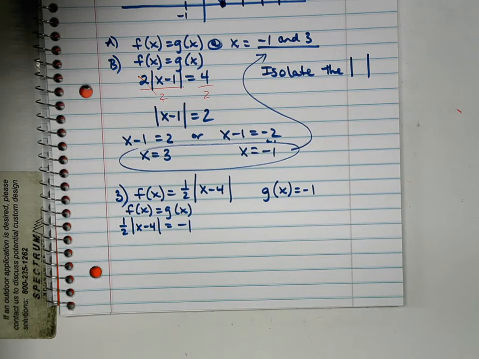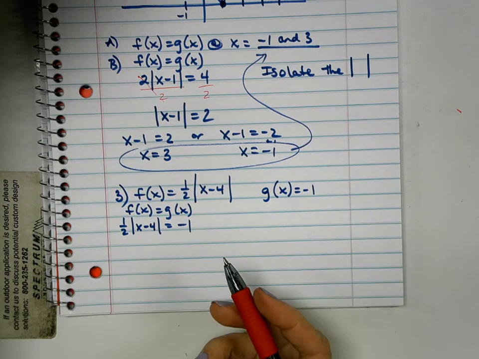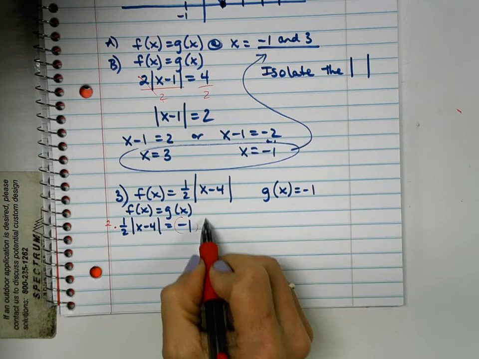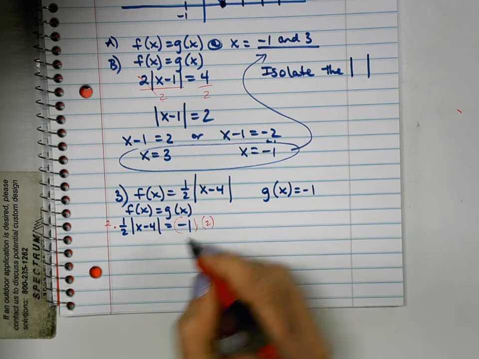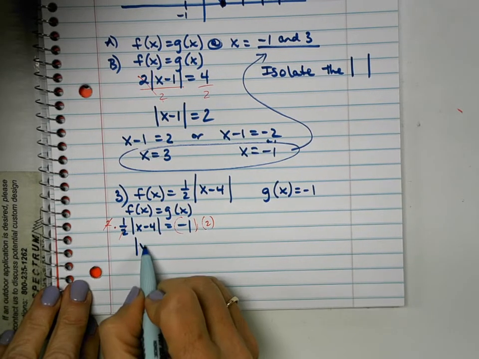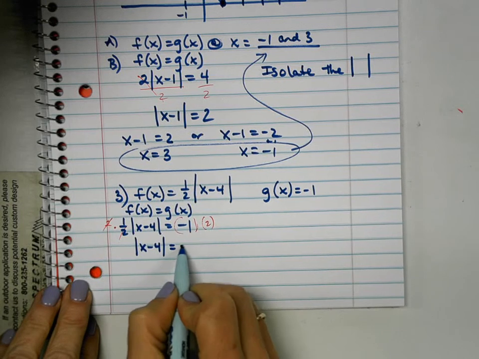Okay? I need to get rid of that half first. How do I get rid of a half if it's being multiplied to something? Flip it over, right, and multiply. So the reciprocals, that we're saying, flip over 1/2 and you get 2, right? If I multiply both sides by 2, which is 2 over 1, these will cancel, right? 2 over 1. So we're left with the absolute value of x minus 4 equals -2.